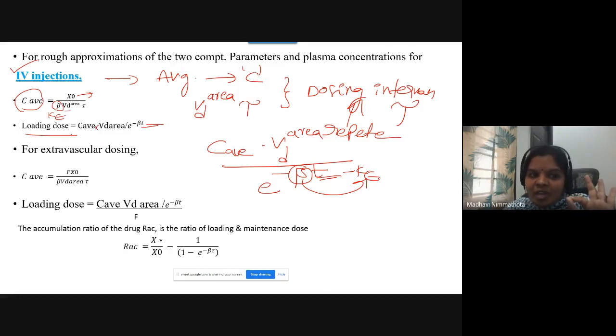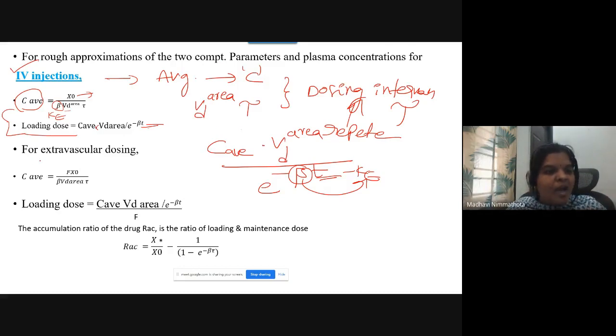So here we are calculating the equation for this loading dose. For that reason we take small t, time, not a time interval. Okay. So these two equations are for IV injections of a drug which follows two compartmental multiple dosing.